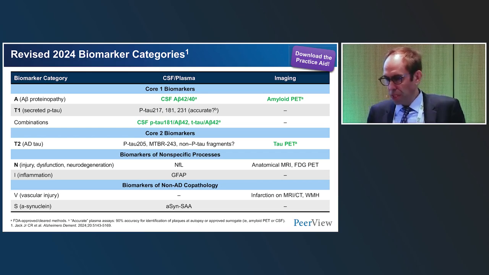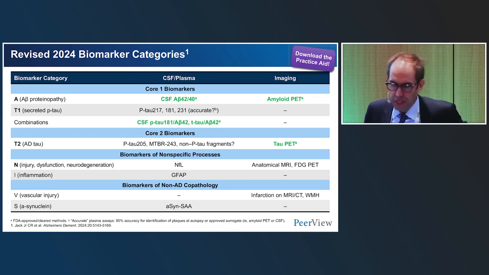So I put here in green which of these markers are approved. And this is amyloid PET and the two combination biomarkers. That would be defining a core 1. Core 2 would be defined by tau PET, as we can see, also as an approved tool. And other CSF and blood biomarkers are discussed here, but not well established yet for this core 2 assessment.